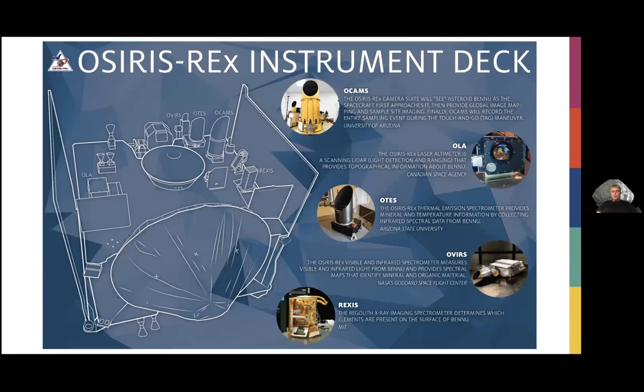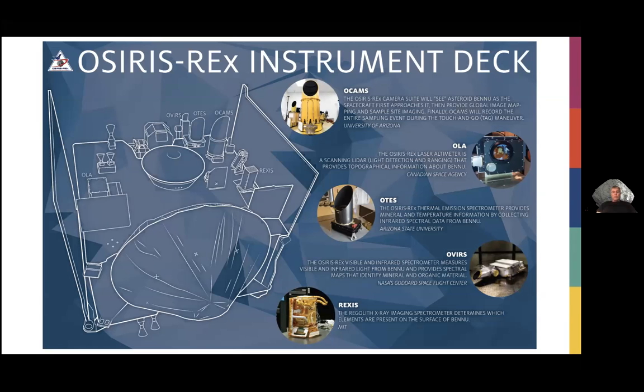Okay, so here's a model of the spacecraft with all of the instruments. We had a camera suite, the OSIRIS-REx camera suite, or OCAMs. This is really a combination of 3 cameras that we'll talk about in a little more detail. We have the OSIRIS-REx Laser Altimeter, the instrument I'm responsible for, both in concept and for the science data and the science observation plan associated with the mission.